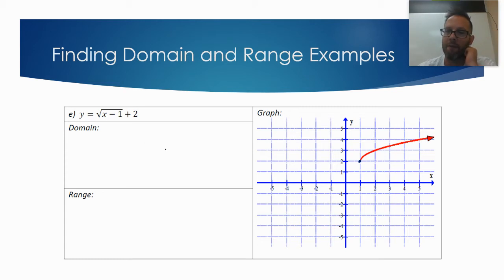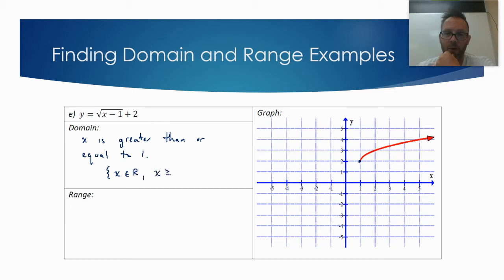So that's why the domain for this one, from the equation or from the graph, is x is greater than or equal to 1. Now, we've actually already covered how to handle greater than or equal to, so we can write that out. Maybe I didn't need to write that out, but that's okay. Just in our notes one more time. So x can be any real number, and we say x is greater than or equal to 1.